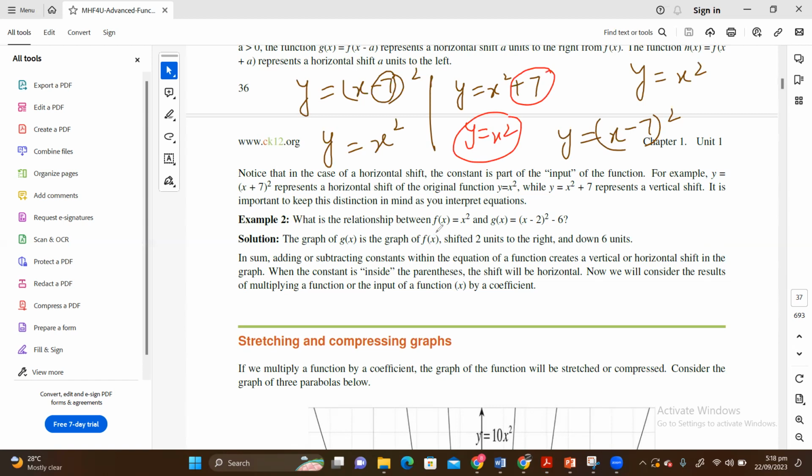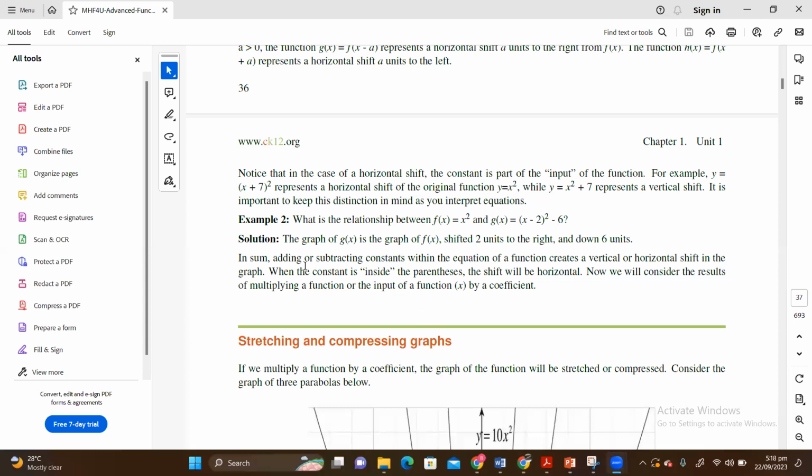Okay, now what is the relationship between f of x is equal to x square and g of x is equal to (x minus 2) whole square minus 6? Very important and very easy. In short, adding or subtracting a constant within the domain of the function creates a vertical or horizontal shift in the graph. Inside the parenthesis, it should be horizontal.